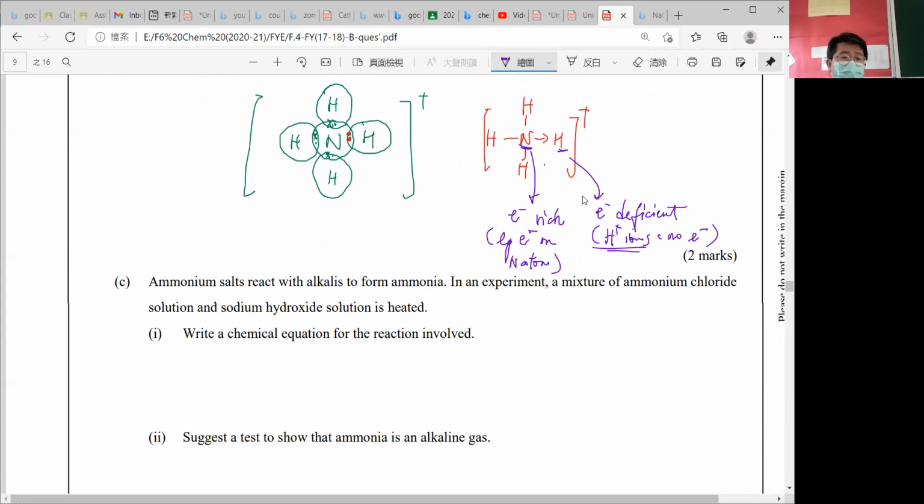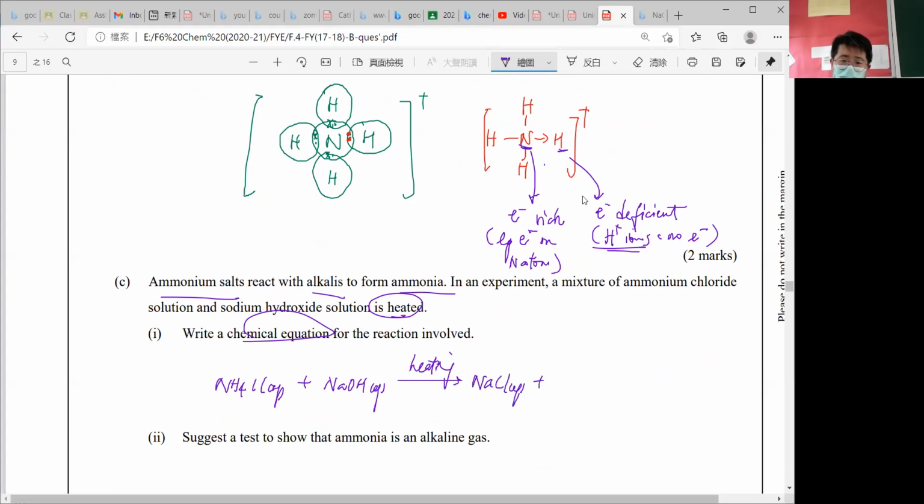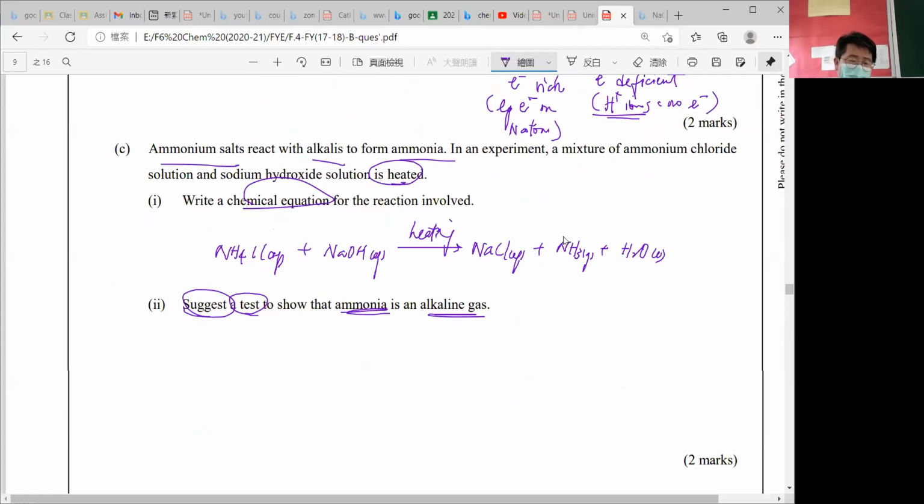That is part B. Ammonium salt is heated with alkali to form ammonia; write the chemical equation. So write it as ammonium chloride, NaOH. Because I just wrote it, heating. So write down heating here to form more salts, ammonia gas, water. Suggest a test to show that ammonia is an alkaline gas. Ammonia is an alkaline gas. Put what?